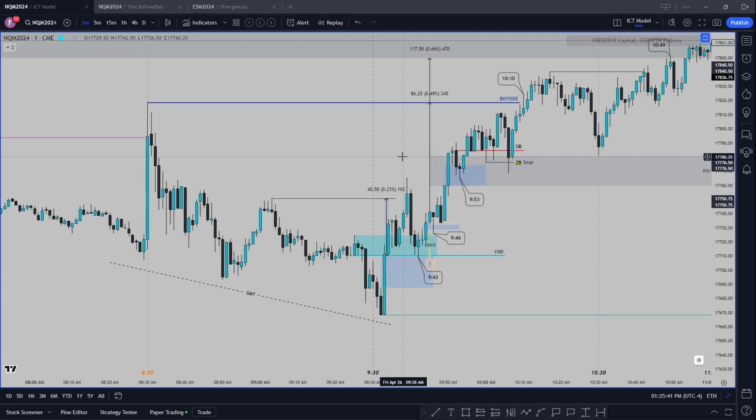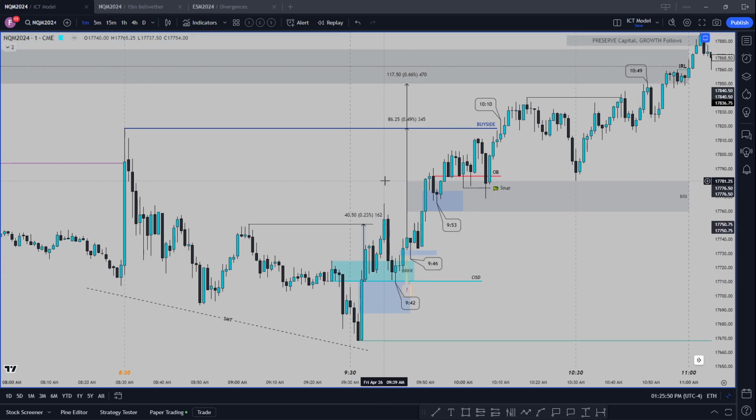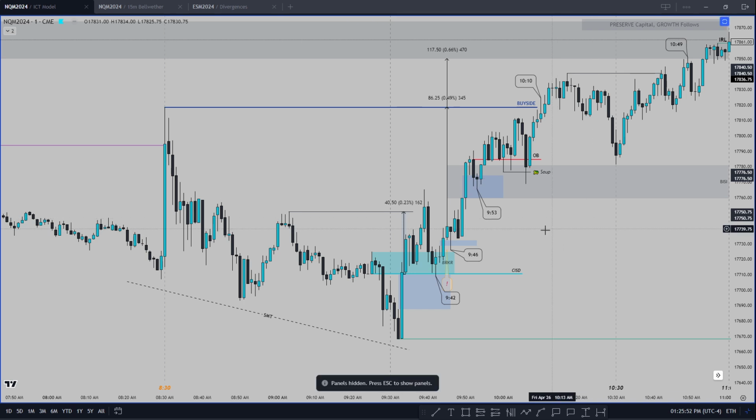And I've realized there's no point in trying to capture those moves if I'm going to get stopped out when I can just wait 5 more minutes or 10 more minutes and get a 90 point, 117 point run later. So that's just, it's nothing special.